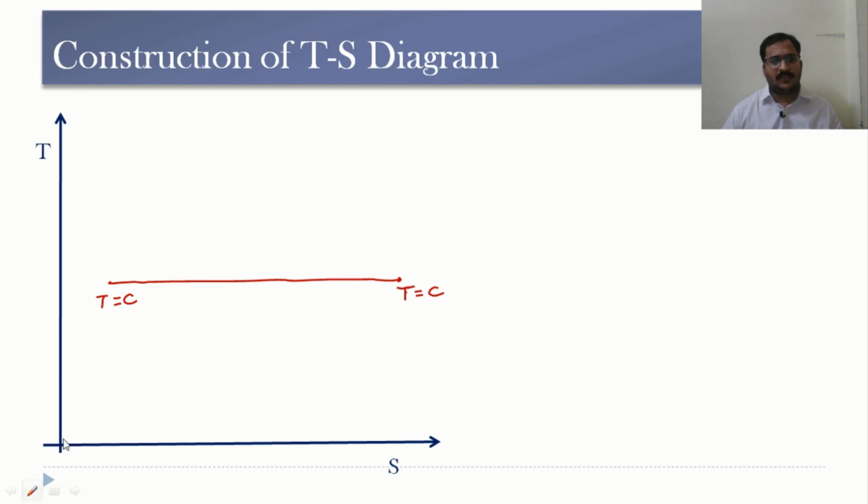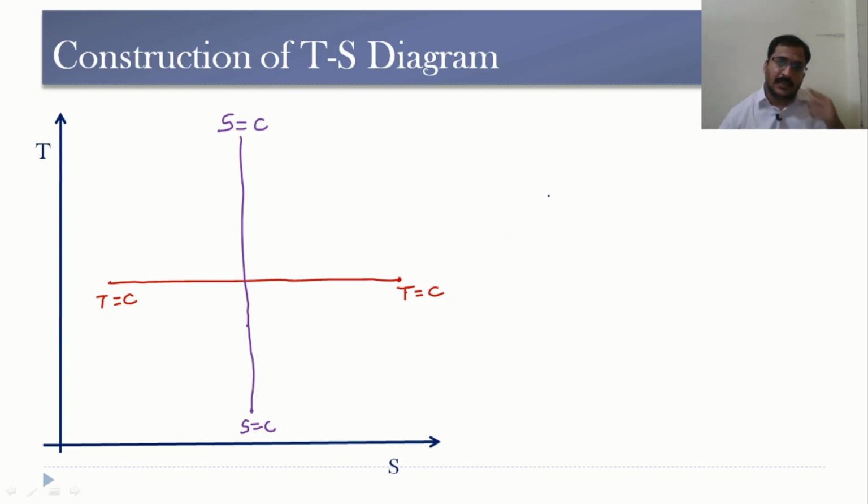When entropy is constant, we will get a vertical line like this.